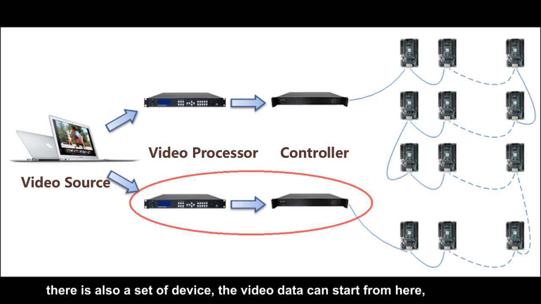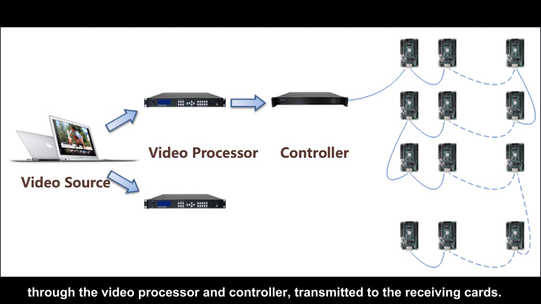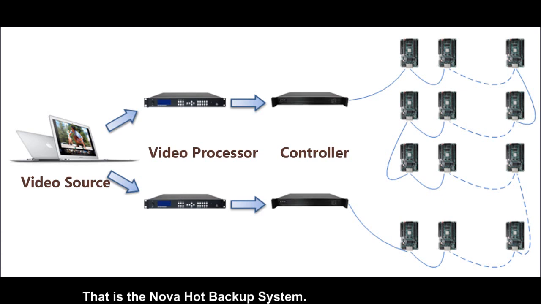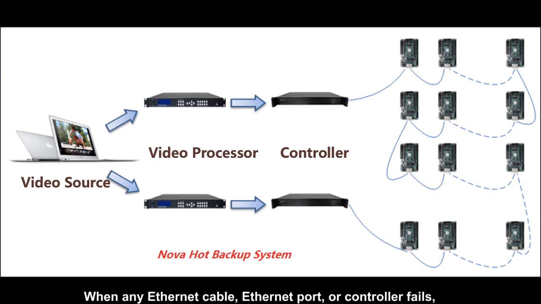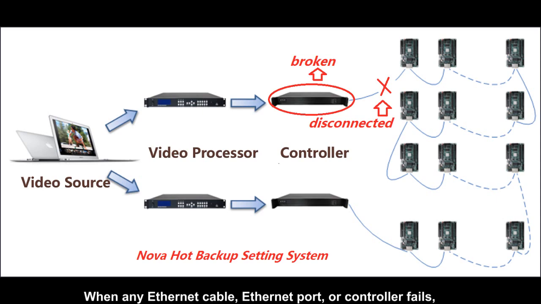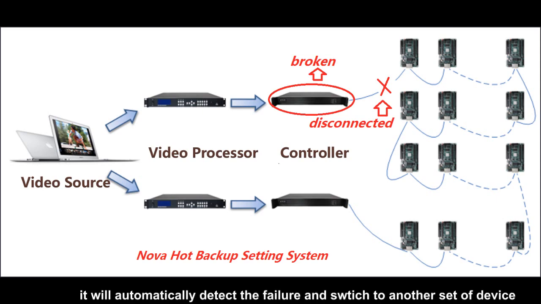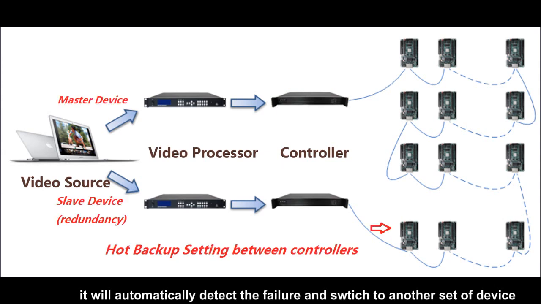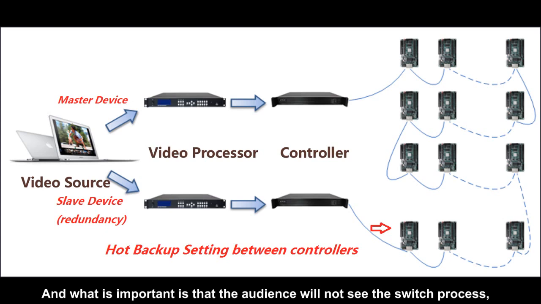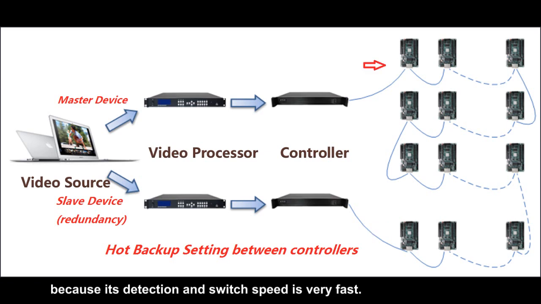The reason is that there is also a second set of devices. The video data can start from here, go through the video processor and controller, and be transmitted to the receiving cards. That's the Nova hub backup system. When any Ethernet cable, Ethernet port, or controller fails, it will automatically detect the failure and switch to another set of devices. What is important is that the audience will not see the switch process, because its detection and switch speed is very fast.